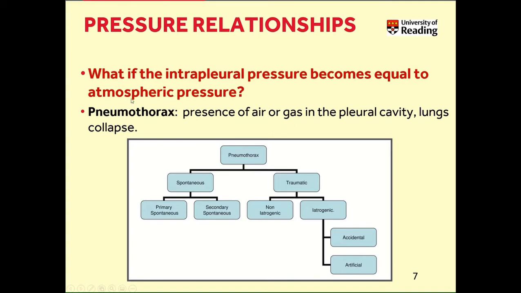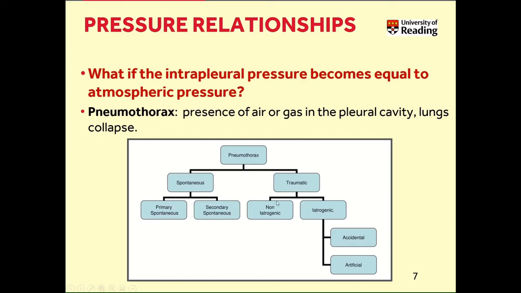This is a condition called pneumothorax, and you might hear about it when practicing in the hospital or as a healthcare professional. It's due to the presence of air or gas in the pleural cavity. Why? Because of a trauma or an injury, the intrapleural pressure may become equal to the atmospheric pressure. This scheme is just for you to notice that the pneumothorax can be spontaneous due to diseases or can be traumatic as a consequence of a stab wound or a gunshot injury.